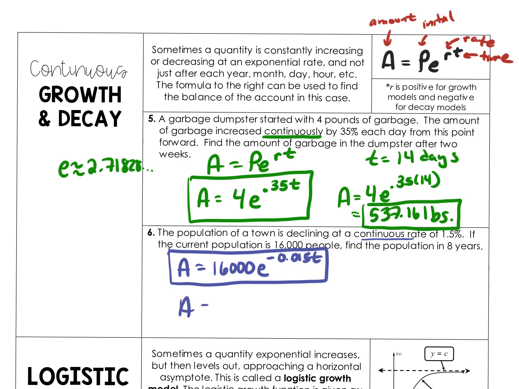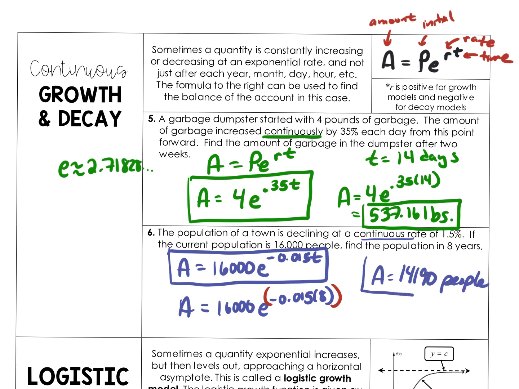And then for our problem, we're going to plug in 8, because it's 1.5 every 8 years. So 16,000 E to the negative 0.015 to the 8. Now again, sometimes when you have multiple things, you got to put an extra set of parentheses. I'd highly encourage you to try this. So I'm getting 14,190 people in the population. So in 8 years, it's only gone down from 16,000 to 14,000. And so not a very fast decay, generally because you only have a 1.5% decay rate. So it's not going down all that fast.